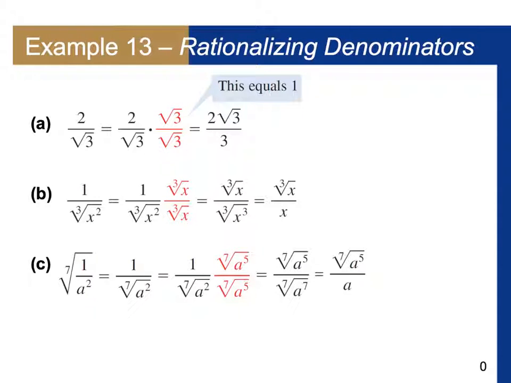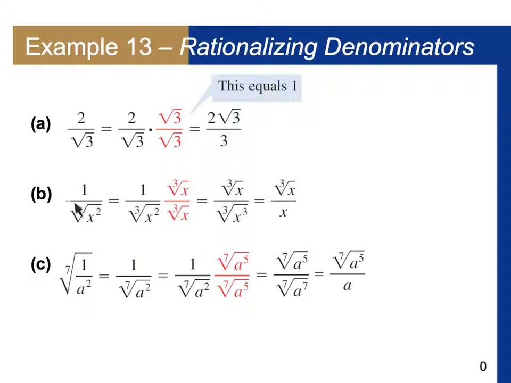Okay, the first one, a, here we have 2 over square root of 3. So we want to get rid of that square root of 3 in the denominator. So if we multiply times the square root of 3 over square root of 3, this becomes 3 on the denominator. So what we end up with is 2 times the square root of 3 over 3. So that eliminates the square root in the denominator here.